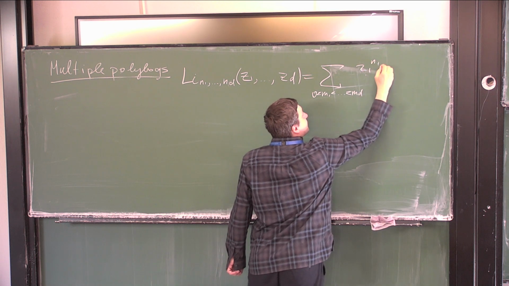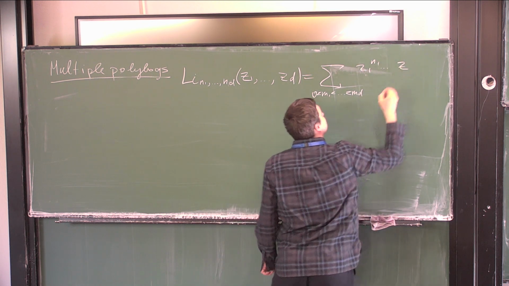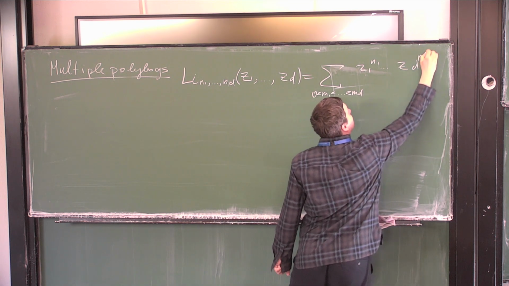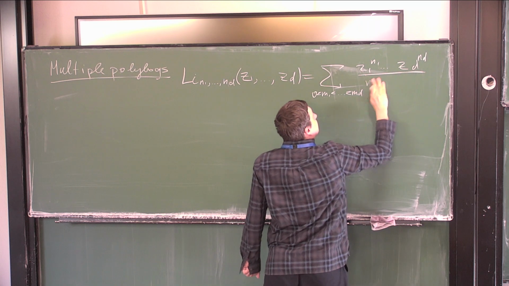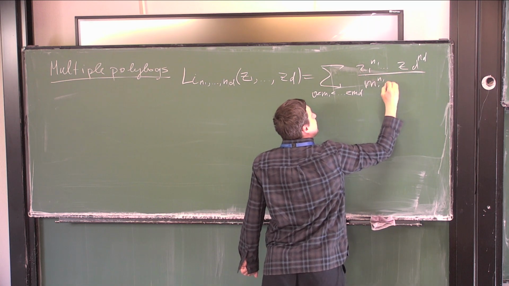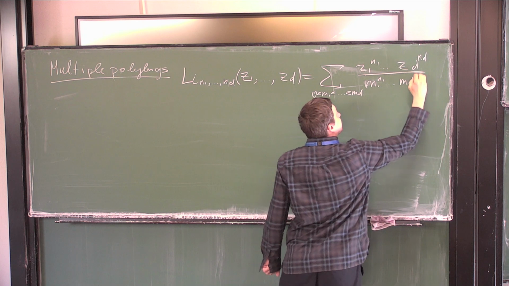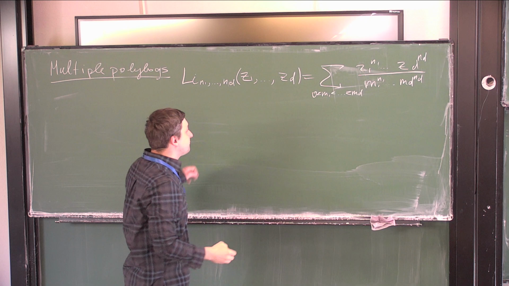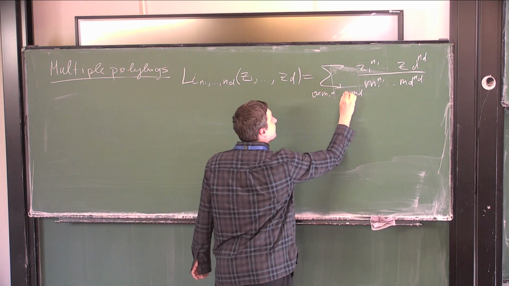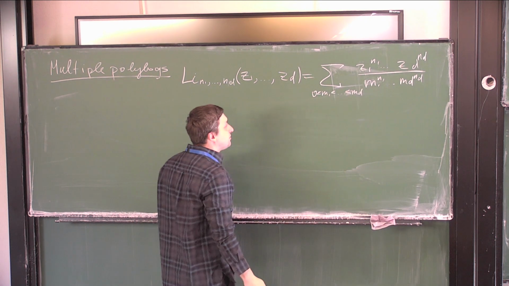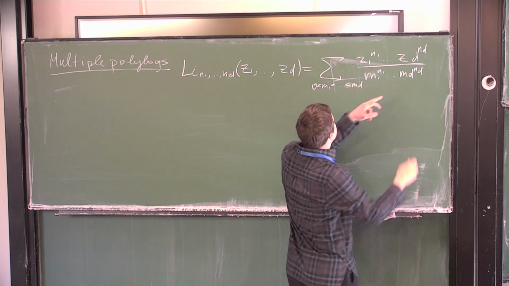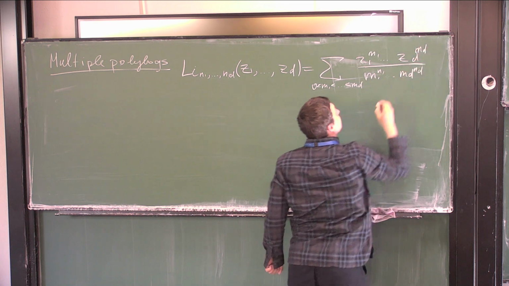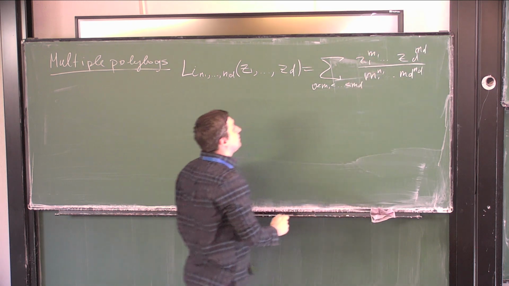So in the case of classical polylogarithms, we just had a single sum, and in the case of multiple polylogarithms, it's a multiple sum. The summation domain is a certain cone in the integer lattice. So we sum over all strictly increasing sequences of numbers m1 up to md, and I guess here it should be, sorry, these are the same letters.